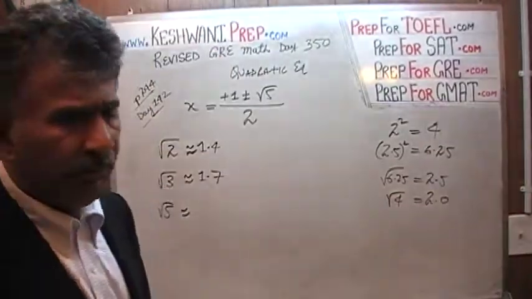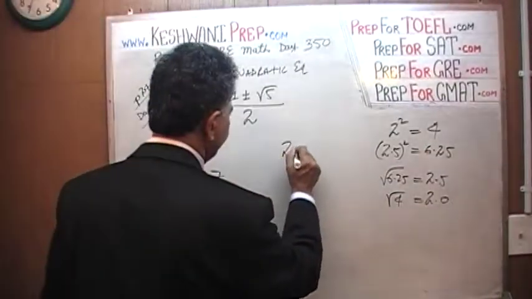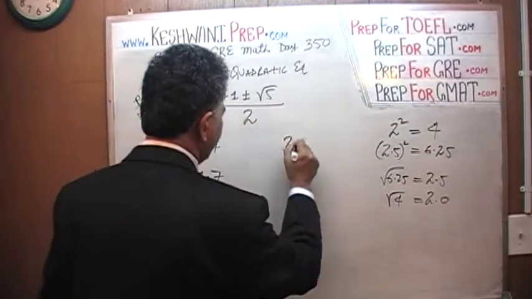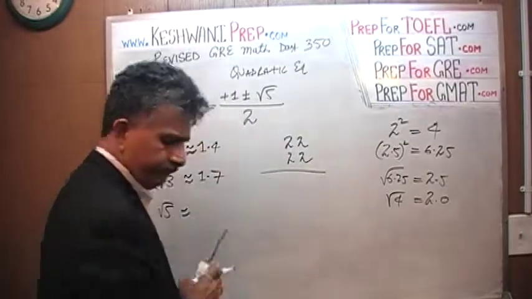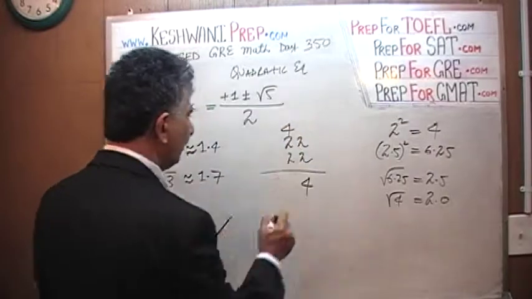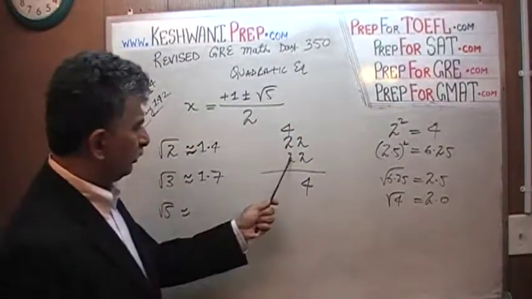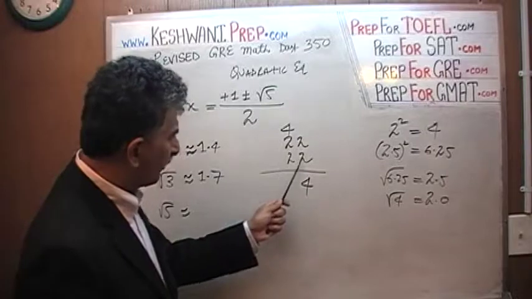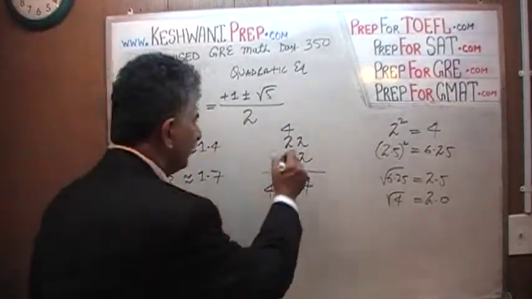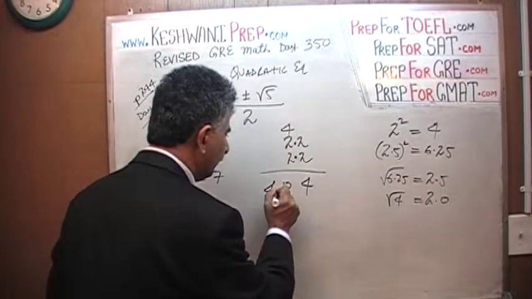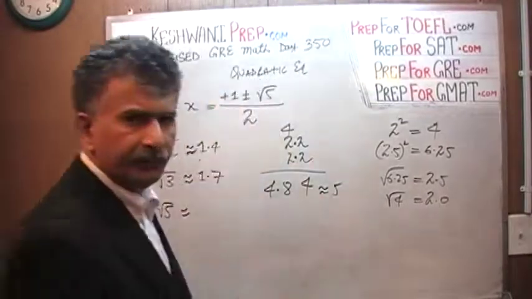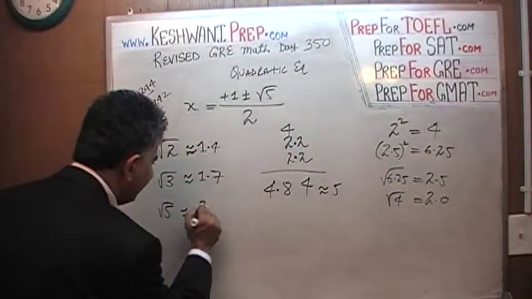Let's try 2.2, shall we? So we don't have to do 2.2. This is silly. Let's do 22 times 22. 22 times 2 is 44. 44 to 4, carry 4. And 22 times 2 is 44 again. 44 plus 4 is 48. Oh, what do you know? That tells us that 2.2 times 2.2 is 4.84, which is approximately 5. Therefore, the square root of 5 is approximately 2.2.